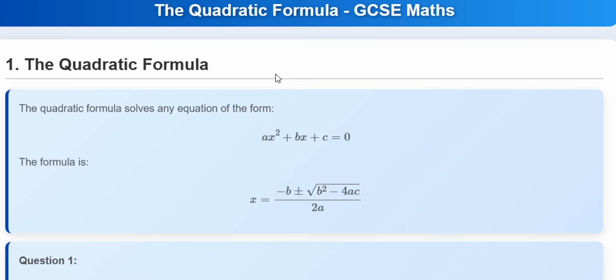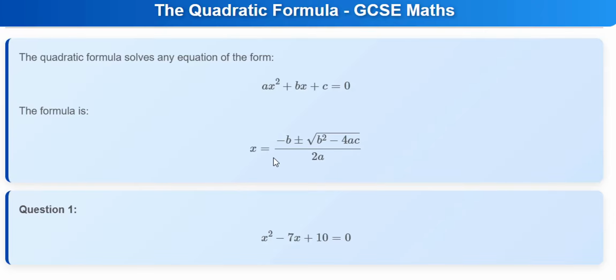Hello, in this lesson, we will apply the quadratic formula to solve quadratic equations. The formula is given by x equals negative b plus or minus the square root of b squared minus 4ac, divided by 2a, where b is the coefficient of x, a is the coefficient of x squared, and c is the constant in the equation.